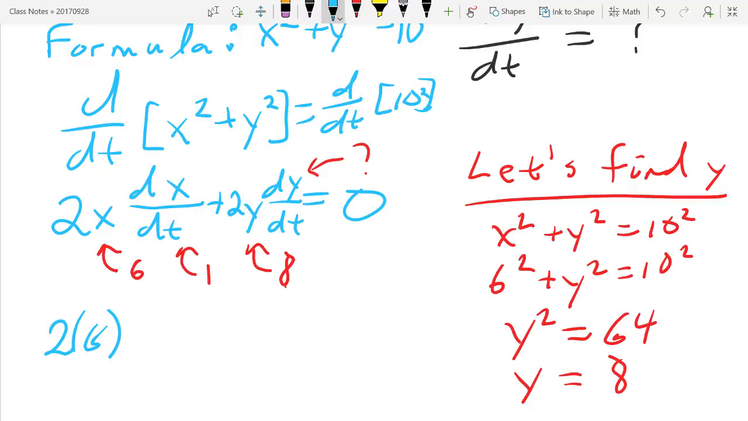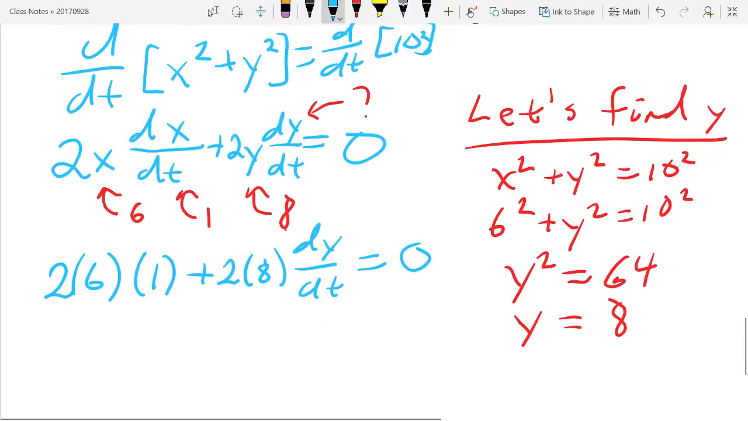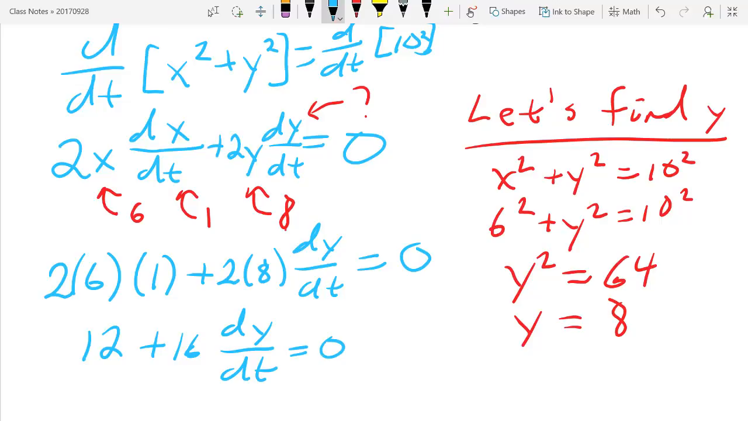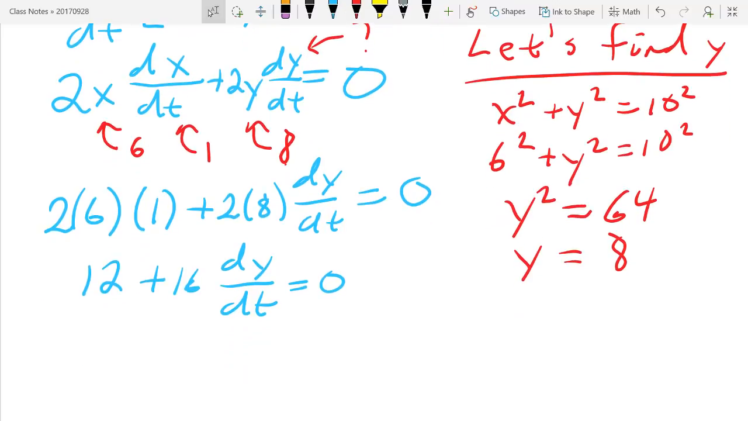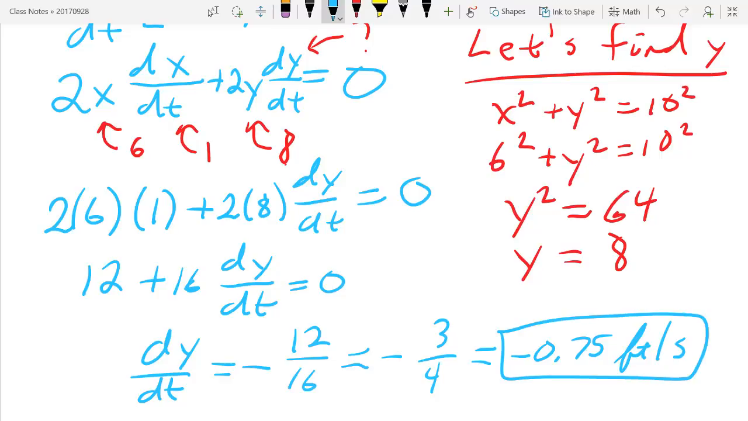So we're going to get 2 times 6 times 1 plus 2 times 8 dy dt equal to 0. Okay, and so that's going to turn out to be 12 plus 16 dy dt equal to 0. If we solve for dy dt, subtract the 12, divide by 16, it'll be negative 12 over 16. That would be negative 3 over 4, or negative 0.75. And since we're measuring in feet per second, that would be negative 0.75 feet per second.